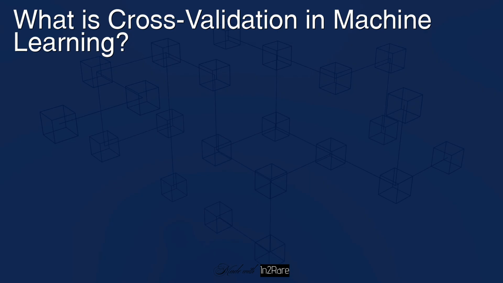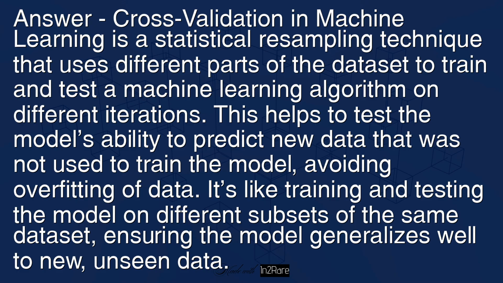What is cross-validation in machine learning? Answer: cross-validation in machine learning is a statistical resampling technique that uses different parts of the dataset to train and test a machine learning algorithm on different iterations. This helps to test the model's ability to predict new data that was not used to train the model, avoiding overfitting of data. It's like training and testing the model on different subsets of the same dataset, ensuring the model generalizes well to new unseen data.